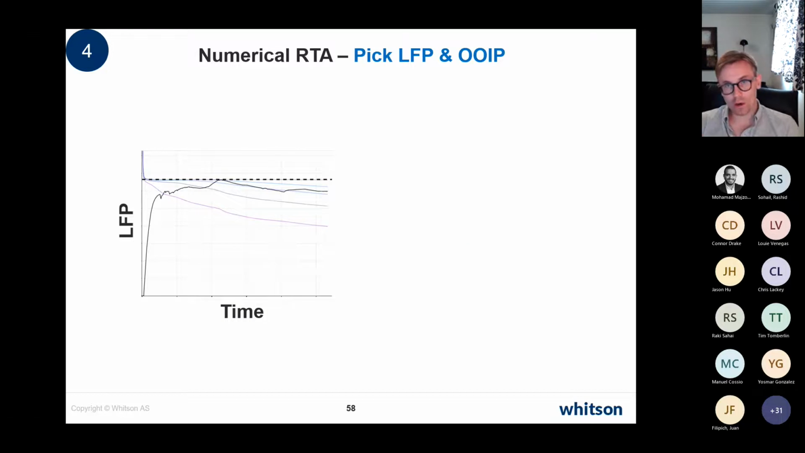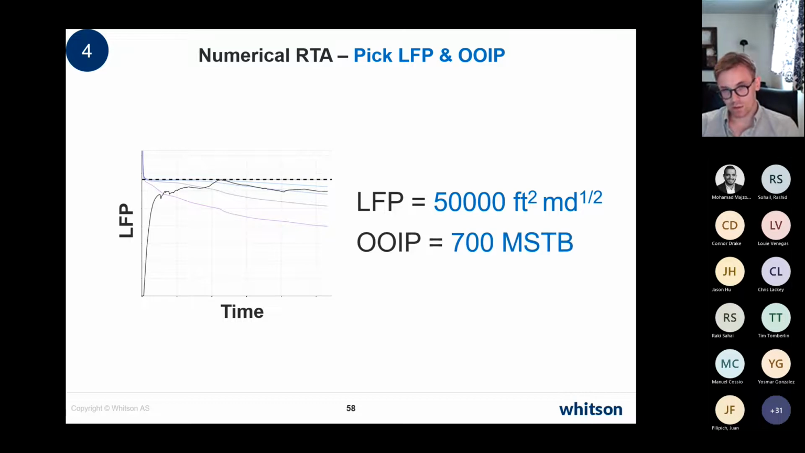When we come to the numerical RTA step number 4, we will pick an LFP and an OIP estimate. That LFP and OIP estimate will be based on dragging this line up and down, and then either picking the OIP from the flow material balance, or just picking the OIP that's associated with the closest type curve here. Then we pick the two things that are important for our RTA exercise: the LFP, which is around 50,000 with the numerical RTA, and our oil in place, which is around 700,000 barrels.